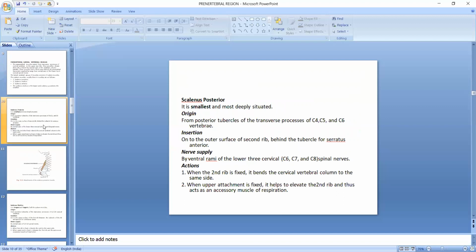Scalenus posterior is smallest and most deeply situated. Origin from posterior tubercles of the transverse processes of C4, C5, C6 vertebrae, and insertion on the outer surface of second rib behind the tubercle for serratus anterior. Nerve supply: the ventral rami of the lower three cervical C6, C7, C8 spinal nerves. Action: when the second rib is fixed, it bends the cervical vertebral column to the same side. When upper attachment is fixed, it elevates the second rib and thus acts as an accessory muscle of respiration.